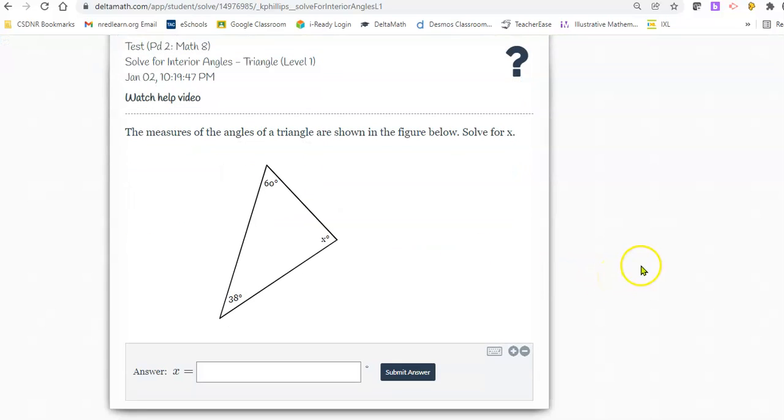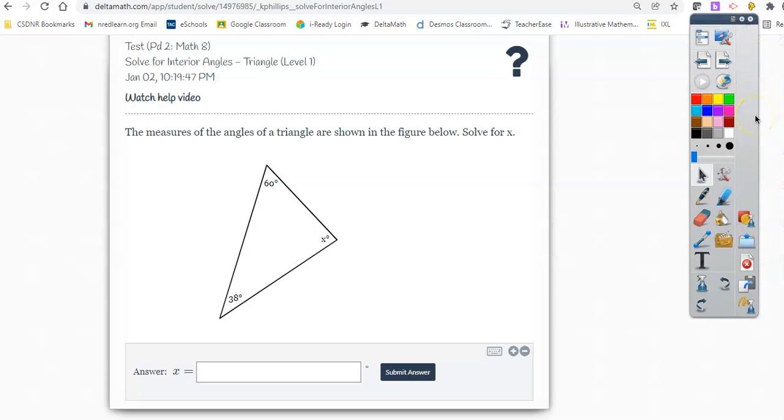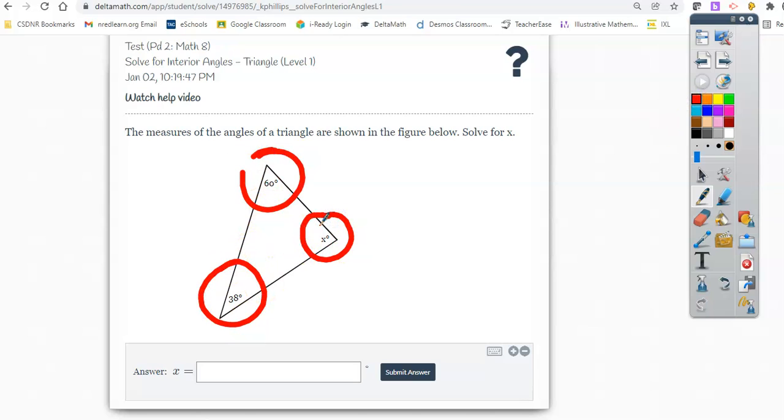For this question, you have to use the triangle sum theorem, which states that the three angles inside a triangle have a sum of 180 degrees. So you can add your unknown angle plus your 2 known angles to create a sentence that states they have to add up to 180.